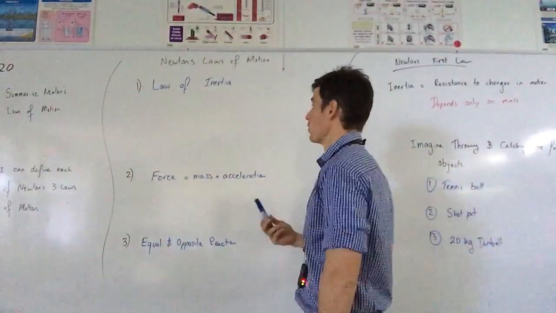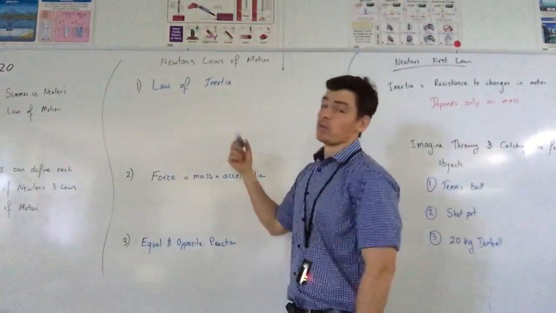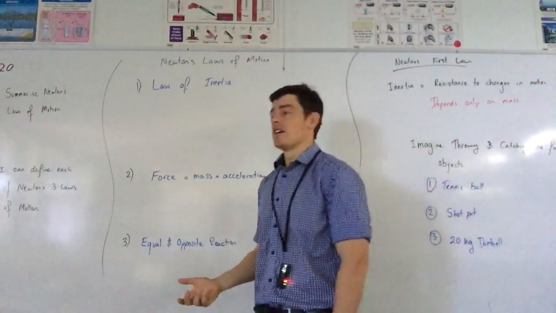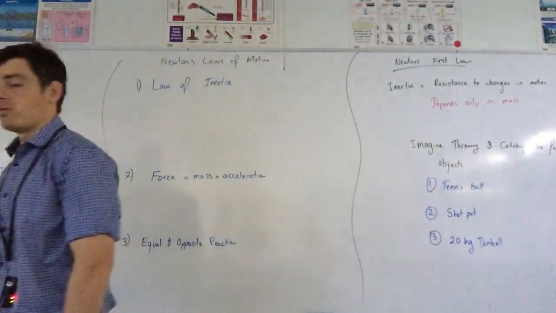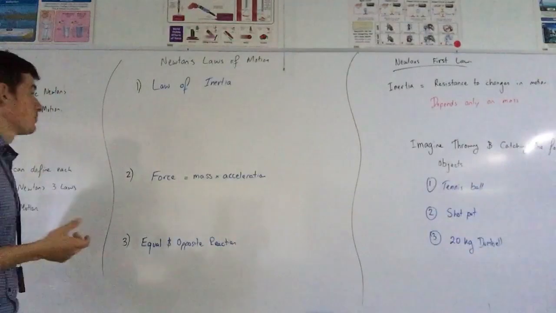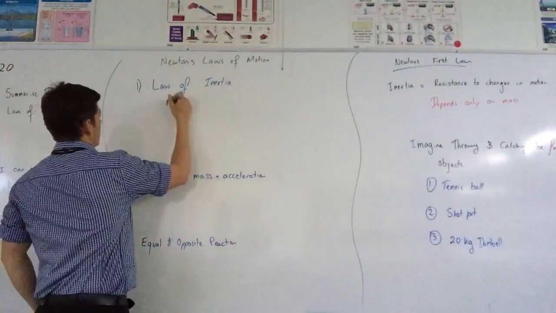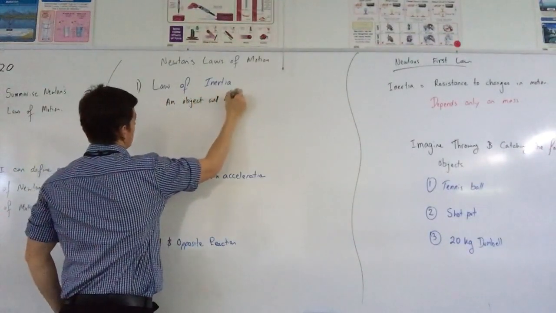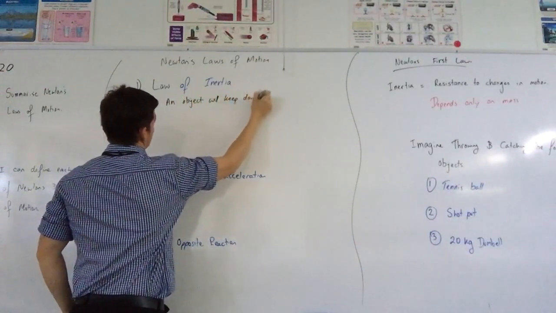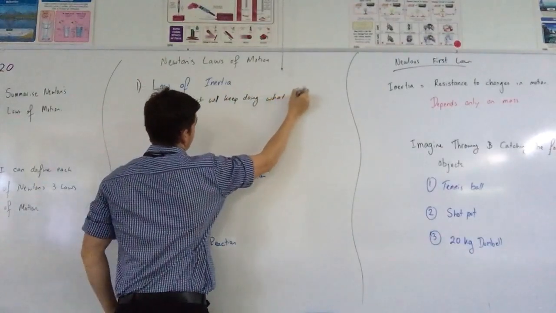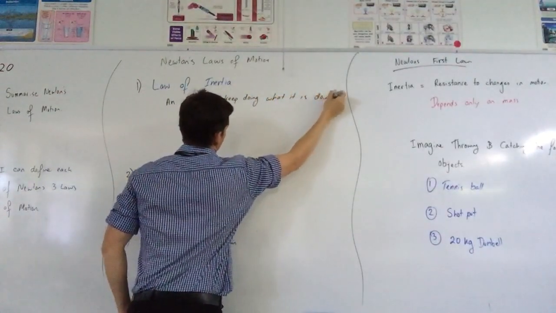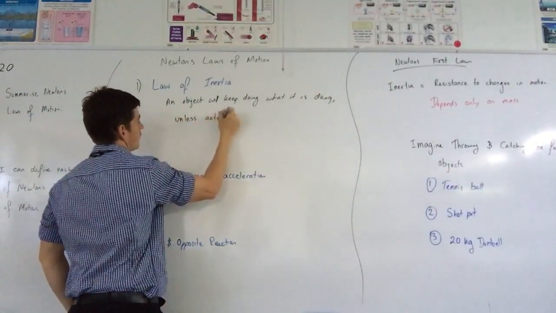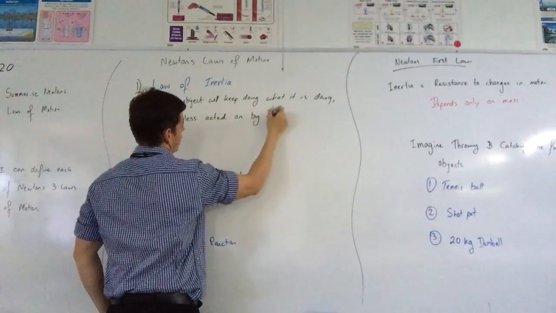So the first law that we're going to look at is Newton's first law, the law of inertia. Inertia is basically an object's resistance to changes in motion. It sort of makes sense and it doesn't make sense, but it's all about saying that an object will keep doing what it is doing unless acted on by an external force.